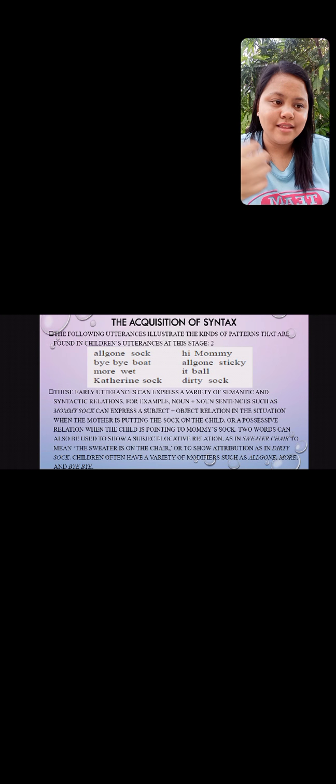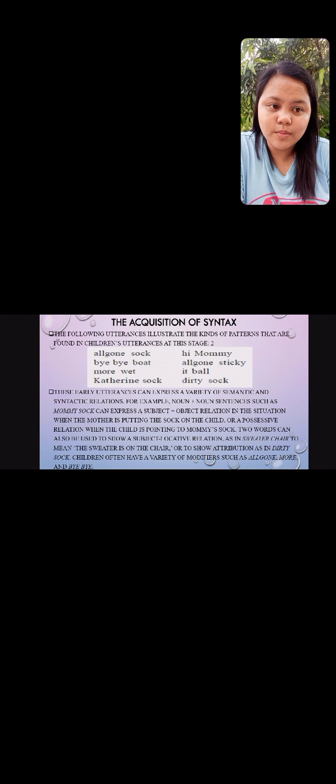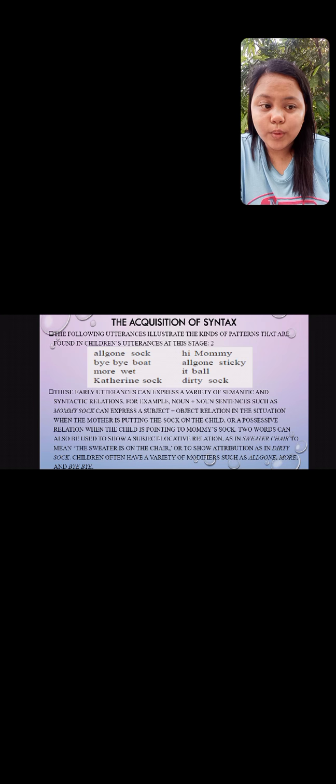For example, noun plus noun utterances such as mommy sock can express a subject plus object relation, in the situation when the mother is putting the sock on the child, or a possessive relation when the child is pointing to mommy's sock. Two words can also be used to show a subject locative relation, as in sweater chair to mean the sweater is on the chair, or to show an attribution, as in dirty sock. Children often have a variety of modifiers such as organ, more, and baby.